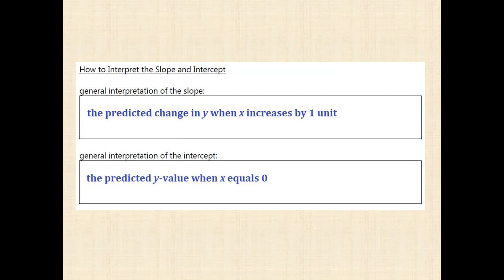And then there's the interpretation of the intercept, which looks a whole lot like the way that you'd think about a y-intercept in algebra. It's the predicted y value when x equals 0. Usually in algebra, it's just the y value when x equals 0, but a regression model will give you predicted y values, not actual y values.